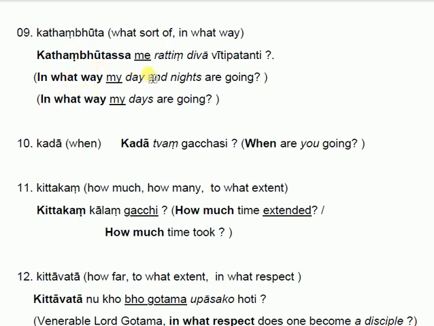Me means my. Ratting diva means days and nights. Ratti means night. Diva means day. Ratting diva, days and nights. Vitipatanti means are going. So in what way are my days and nights going, or in what way are my days going.